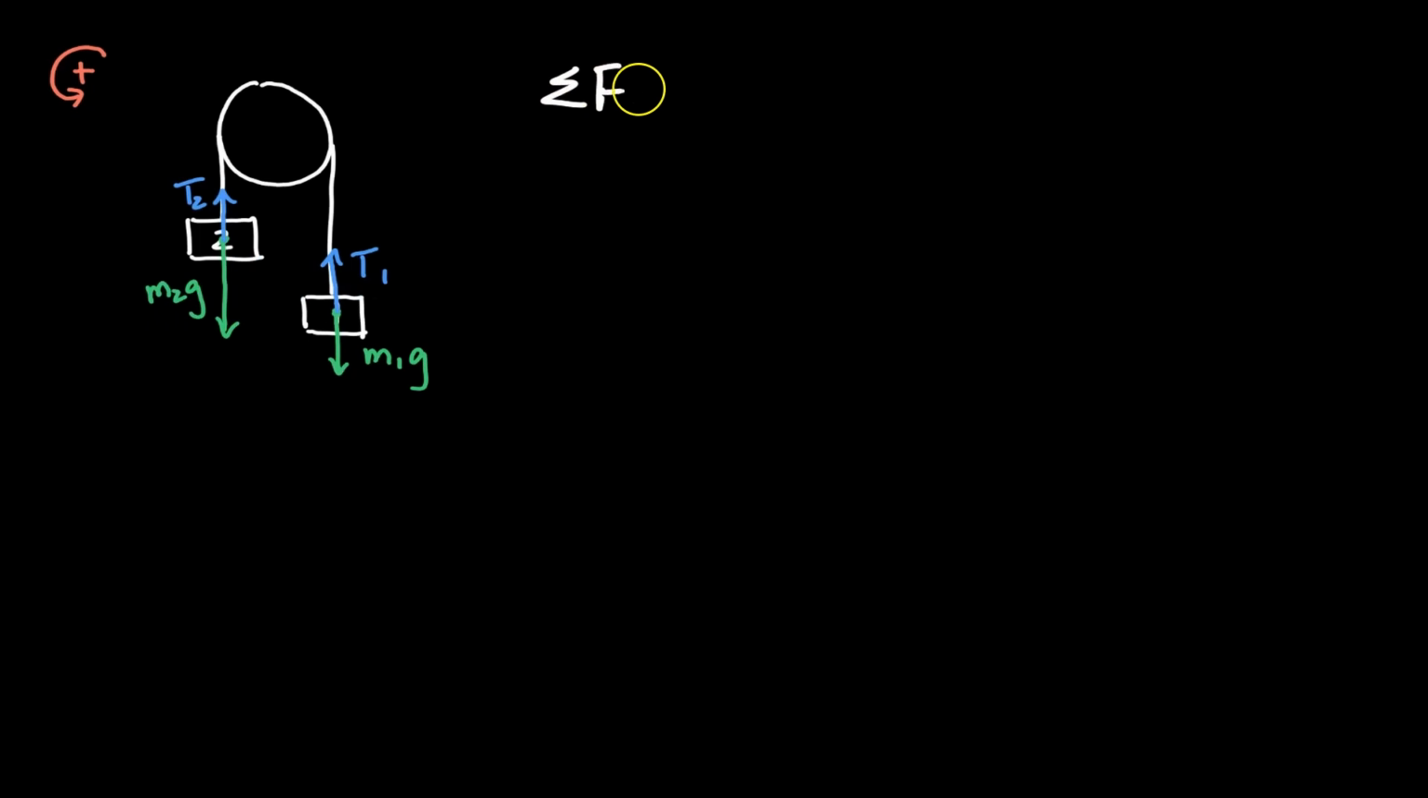Our game plan will be to first find an expression for T1 and T2, and using that to calculate the acceleration of the system. We're going to first apply Newton's second law, net force equals ma, for both m1 and m2. I've chosen the positive direction to be counterclockwise of the pulley's motion, which means that for mass 1, the positive direction will be up, and for mass 2, the positive direction will be down.